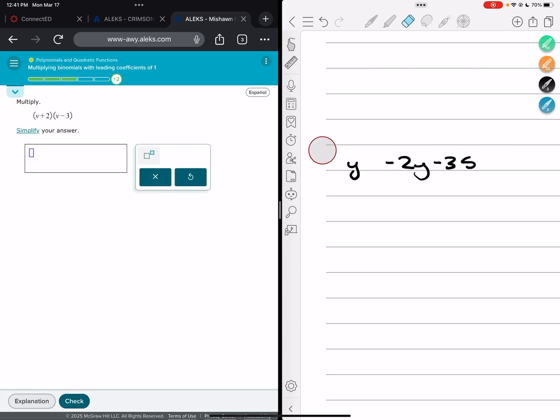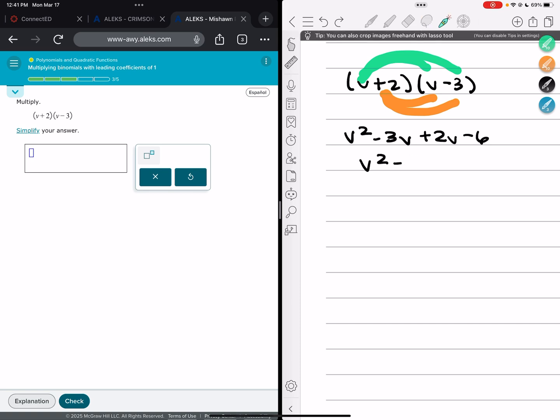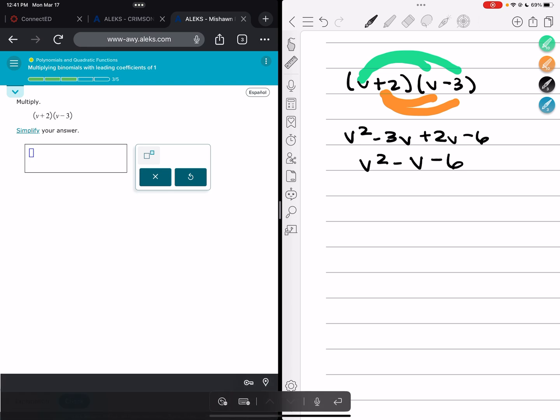Okay, and doing this one last time, I have v plus 2 and v minus 3. So again, I go v times v, v times negative 3, 2 times v, 2 times negative 3. So I get v squared minus 3v plus 2v minus 6. From here, I get v squared, and I need to combine negative 3v and 2v, so I'm left with negative v, minus 6. So I can write that down here.